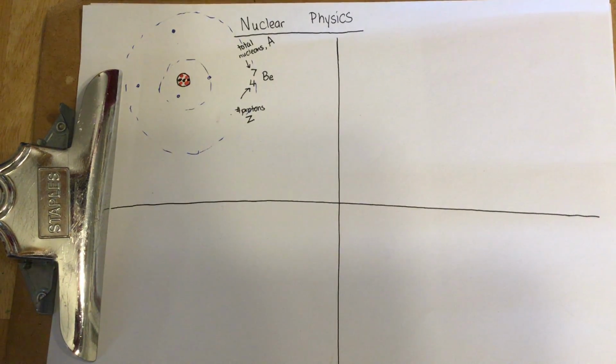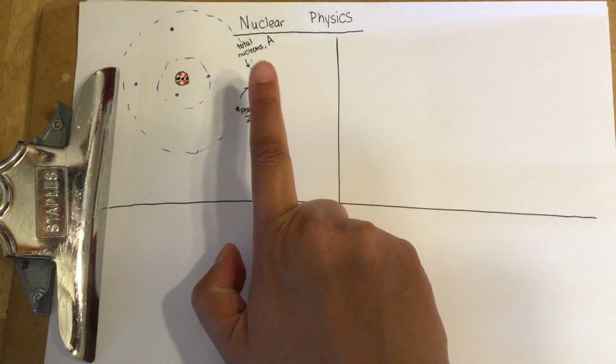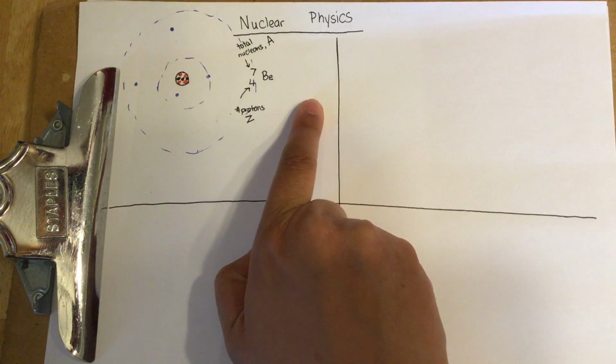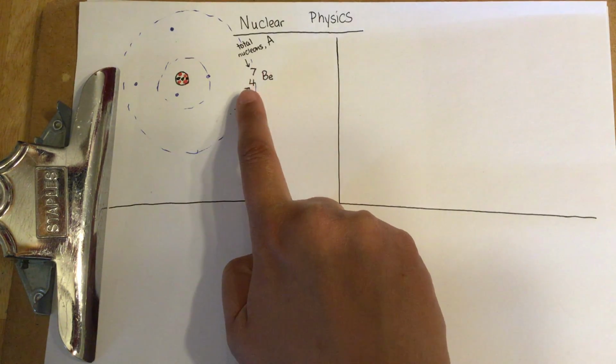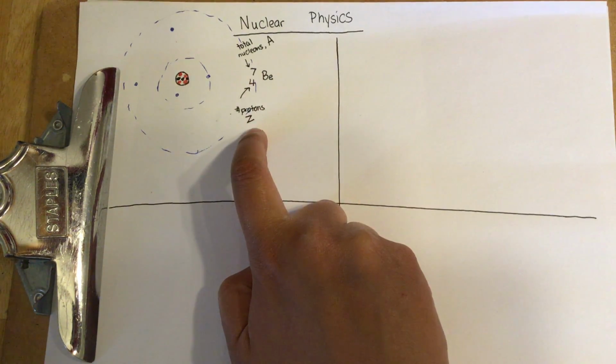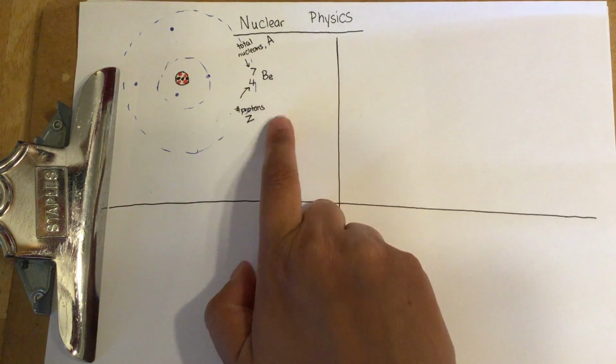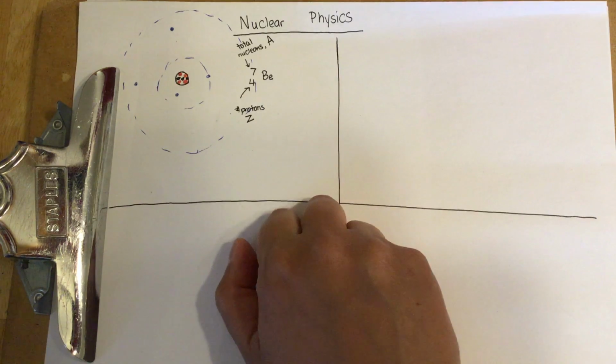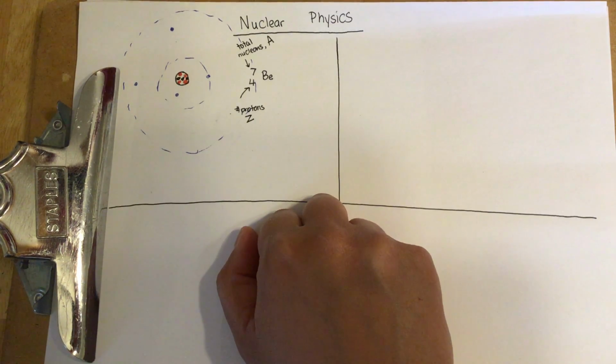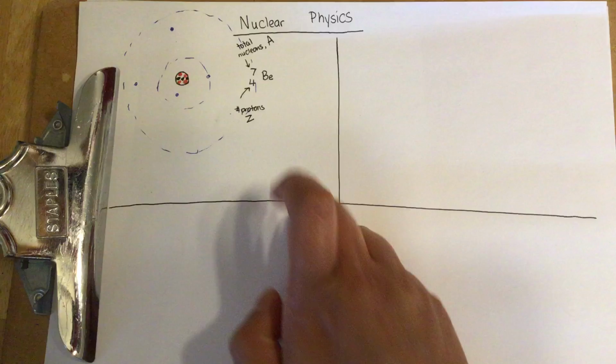Okay, but this would not necessarily be a stable atom. Stability generally occurs when you have an even number of protons and an even number of neutrons, but this is 4, an even number of protons, and 3, not an even number of neutrons. This is probably an unstable isotope or nuclide of beryllium.